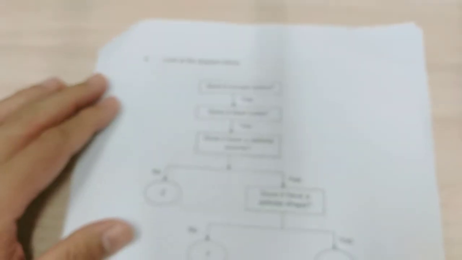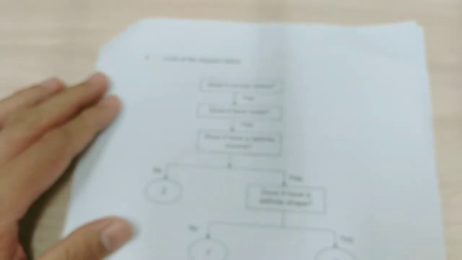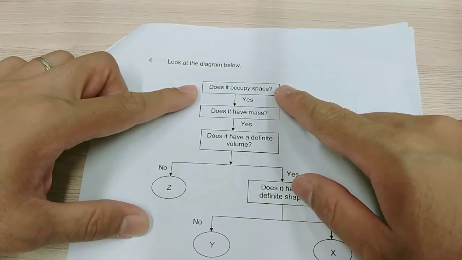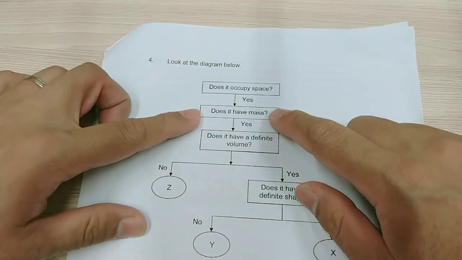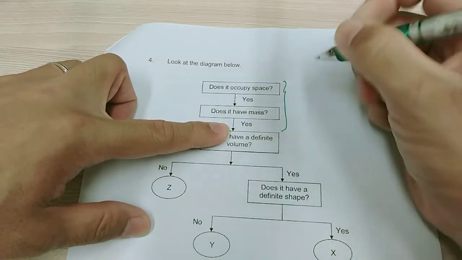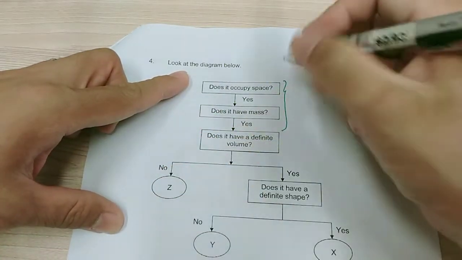Next one. Look at the diagram below. In this diagram below here, there's a flow diagram. We start off with some questions. Does it occupy space? Yes. Does it have mass? Yes. These two questions are important questions to tell us whatever is below here must be matter.